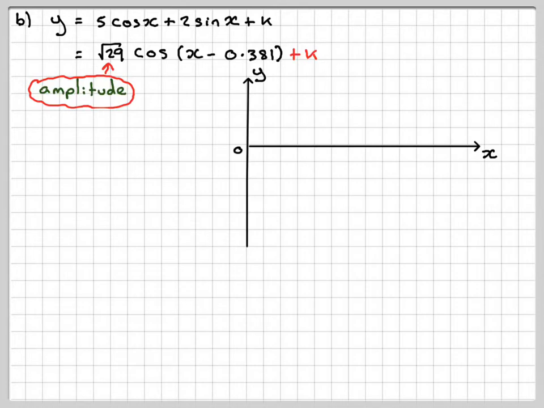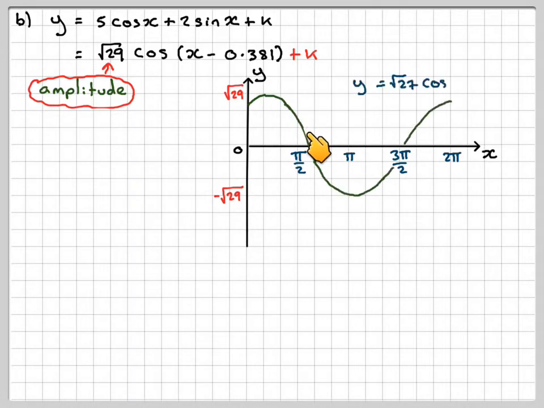Now, you can very easily do a very quick sketch. The amplitude is root 29. It will go down to minus root 29. You don't have to do a sketch to solve this, but it might help you to visualize it. Mark on those main points. The minus 0.38 means that cos just moves along a little bit. So if you know the graph of cos is like this, then the graph of that will roughly, it's only a sketch, look like this, where it's moved along 0.381.